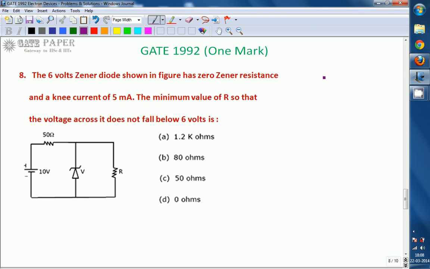Hello, we are discussing the GATE 1992 ECE paper, and we are discussing the one mark question related to electronics. Look at the diagram. It is a simple Zener voltage regulator.